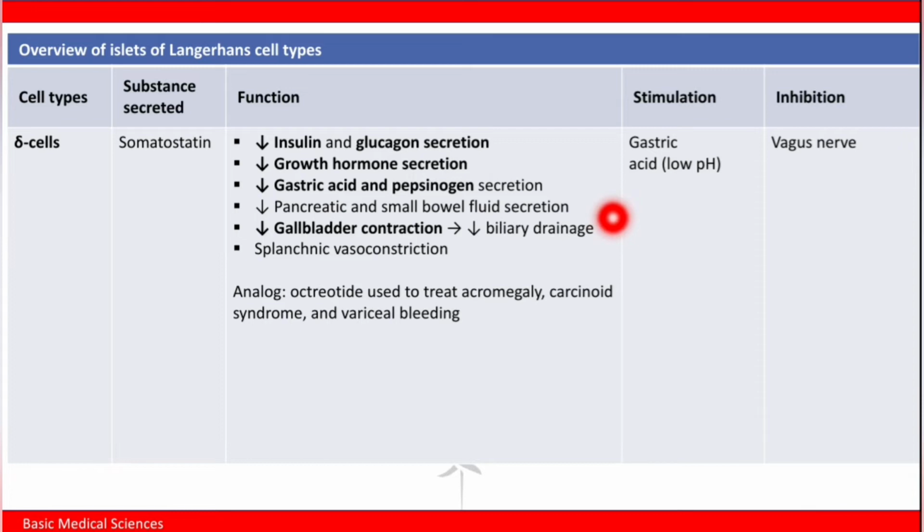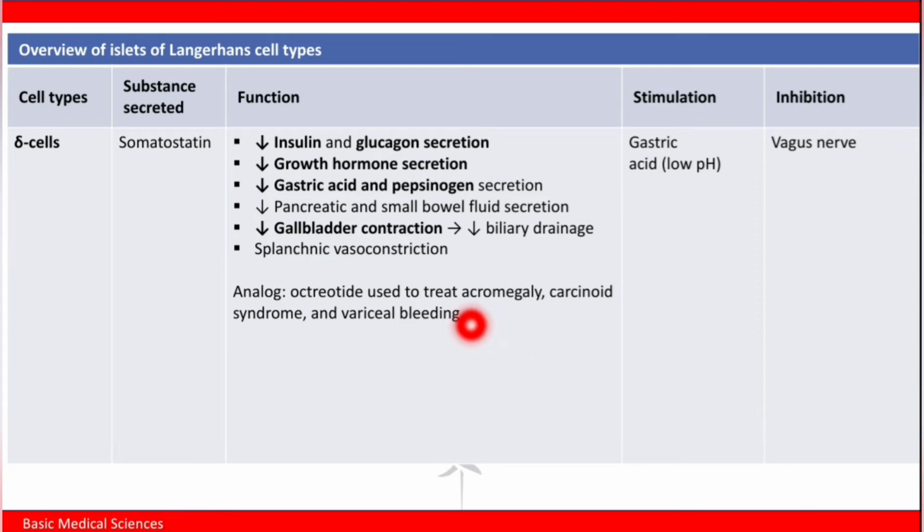Right, there is a drug which is an analog of somatostatin. It's called octreotide, and this drug is used to treat acromegaly, carcinoid syndrome, and variceal bleeding, right? The patient with esophageal varices, especially those with portal hypertension.